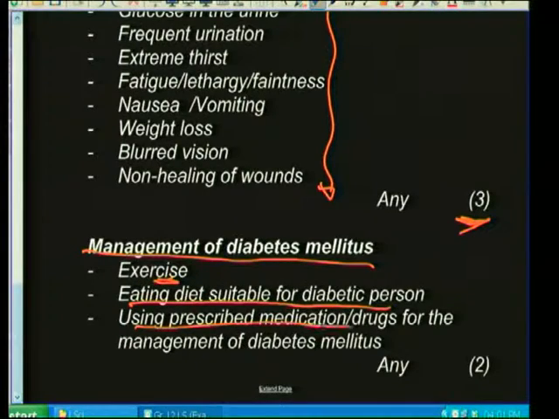Using prescribed medication, drugs for the management of diabetes mellitus. You get insulin injections or glucophage and other tablets that bring the glucose level down.